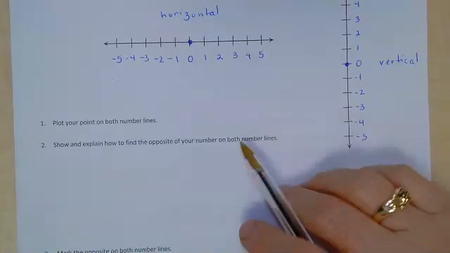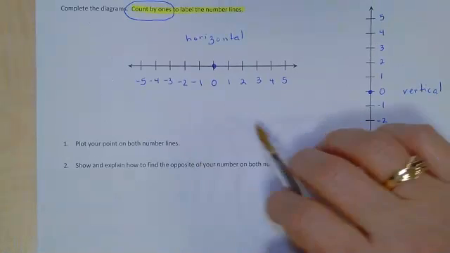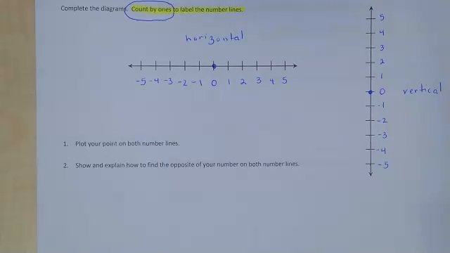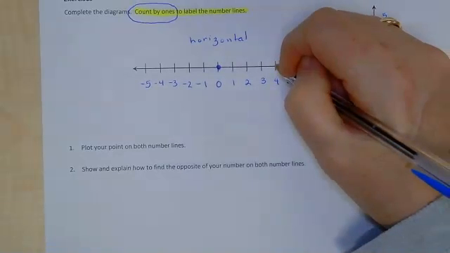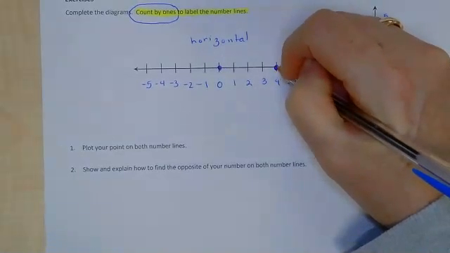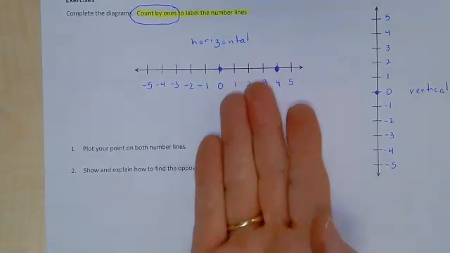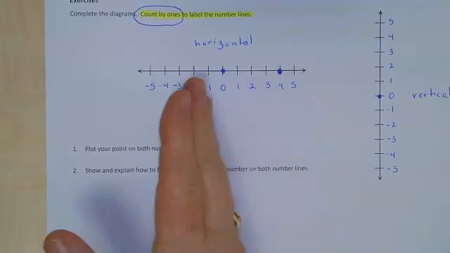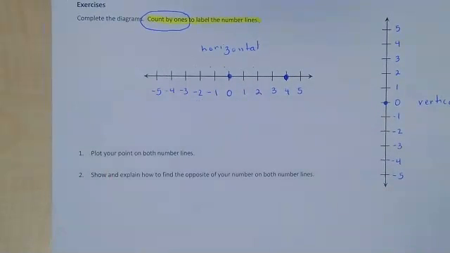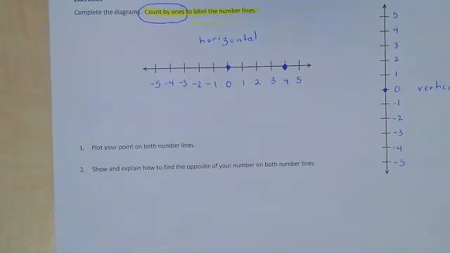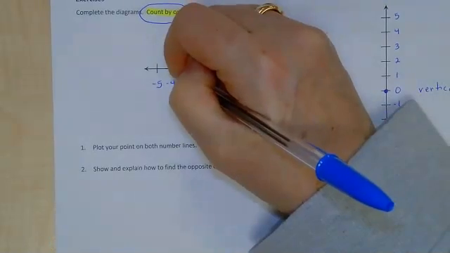Okay? Now we're going to pick a point on this number line. So I'm going to pick positive 4. So go ahead and mark positive 4. If I were to flip this over from positive 4, where would I end up? Where would I match that at? I would match that at negative 4.